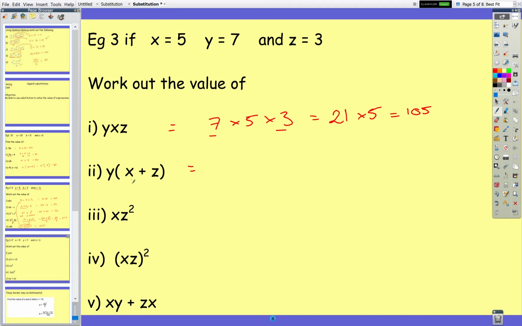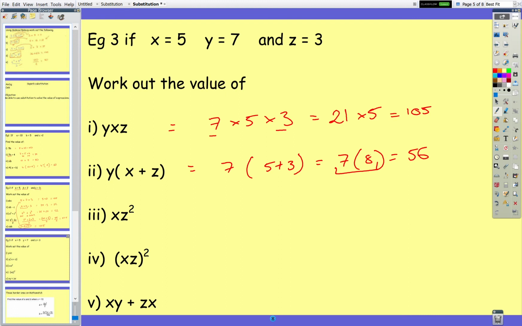Next one here, work out your X plus your Z. So we've got 7 lots of 5 plus 3. So that's 7 lots of 8, which gives me 56. One of the times tables examiners love asking, 7 times 8.